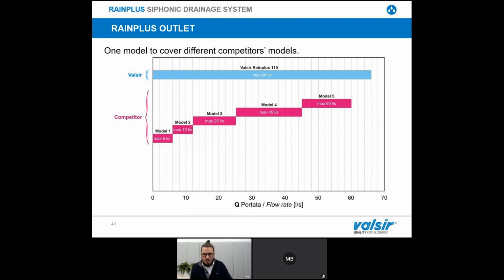And it's important because you also don't have a warehouse problem, because you have only one model to stock if you have a big project. So this aspect is important, because we can help you in the best way we can, because we have one model that can be applied in all situations.